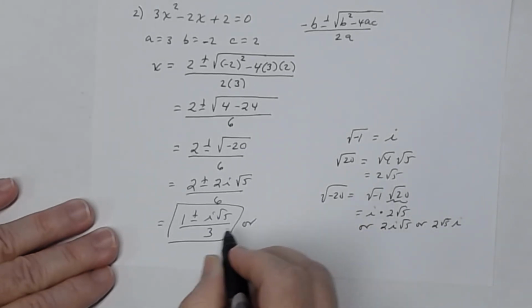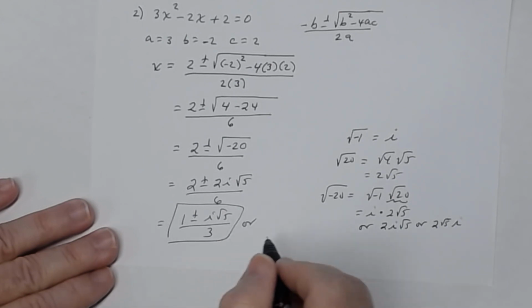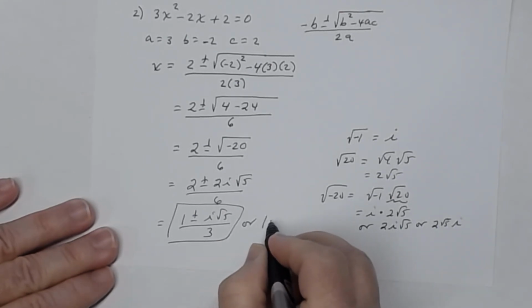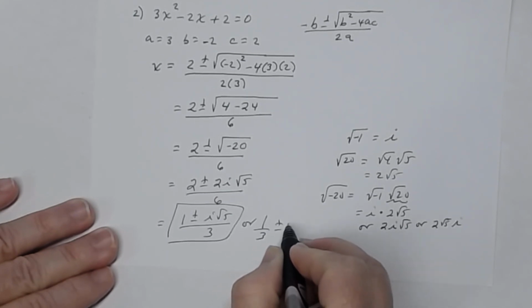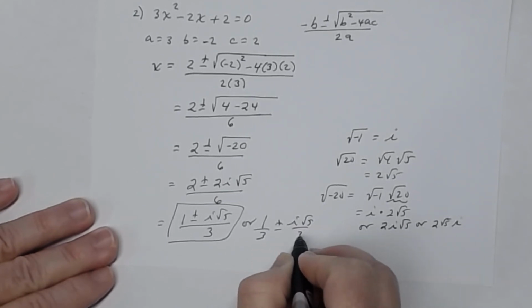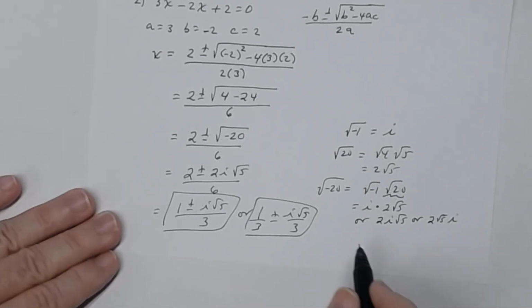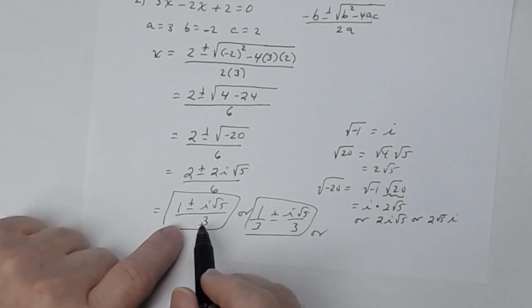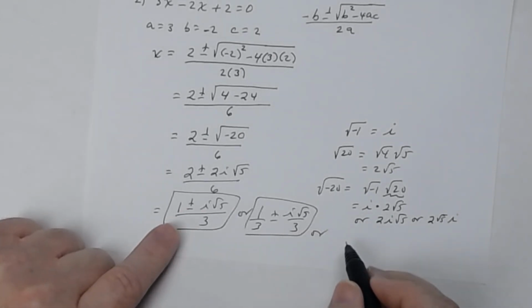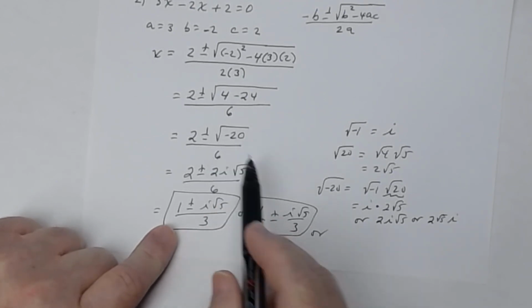Or if you want to, you can write it this way, which is the more common way of writing it. Or you could say 1/3 plus or minus i square root of 5 divided by 3. So that's another way of writing it, where you write separate fractions. Or you could write it individually. See how I have plus or minus? Remember, that really means two solutions. In this case, it's imaginary because of that square root of a negative number.